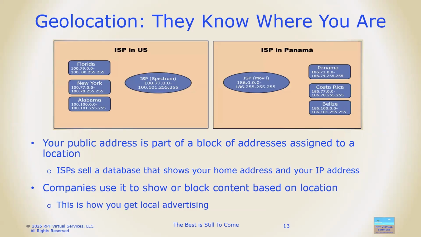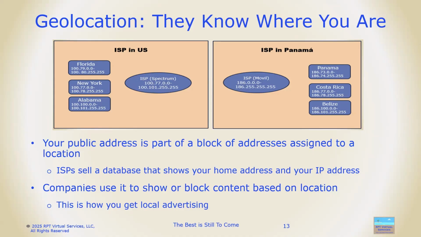One other point about the networking, before I leave this part, is geolocation. When your ISP connects you, your ISP has different ranges. So here we have Mobile, and it's got the 186 range, which is a Class A network. And then it's got different subnetworks that are in different locations. So if it sees an address in Panama, it knows it's in Panama. And actually, it goes a lot deeper than that.